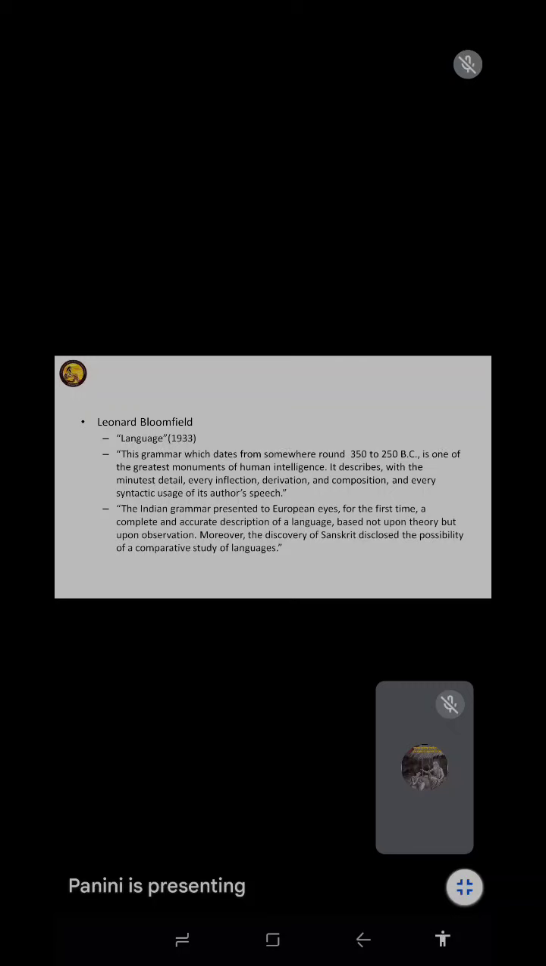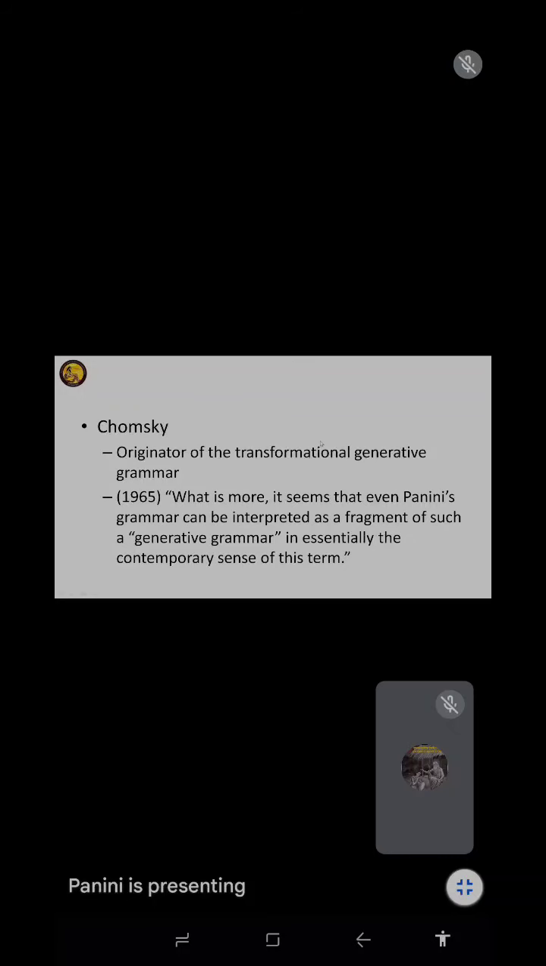Next, please. So this was the first statement. The next: when you come to 1965, by that time, he is called the founder or the originator of the transformation of generative grammar, which everybody is very interested and very keen to know about. What is transformational generative grammar? And in his book of 1965, called Aspects of the Theory of Syntax, while talking of generative grammar, he made a reference.